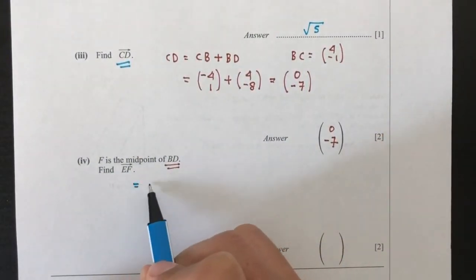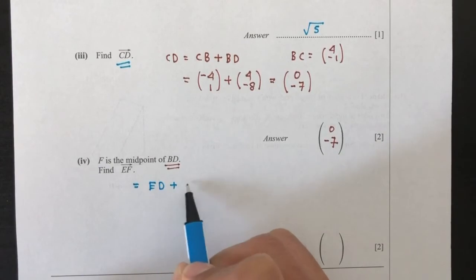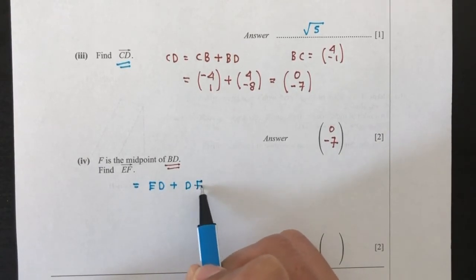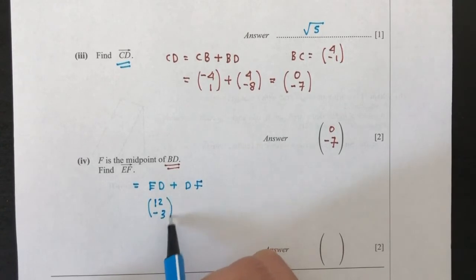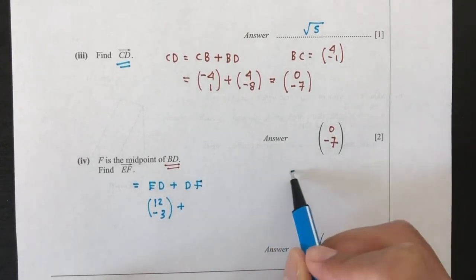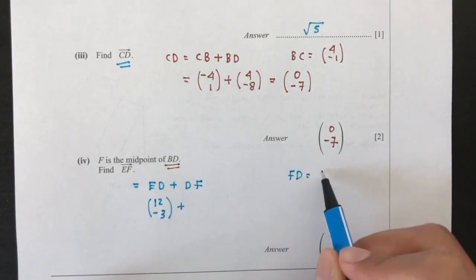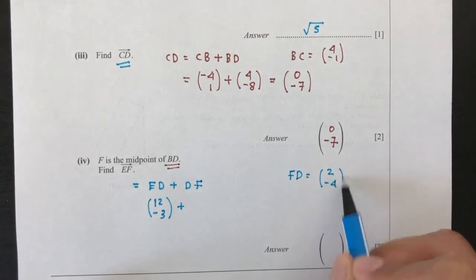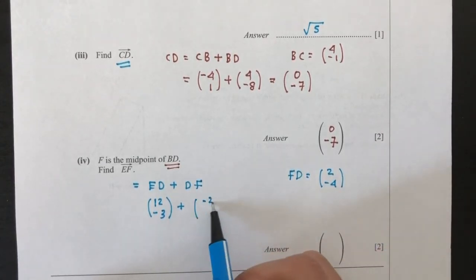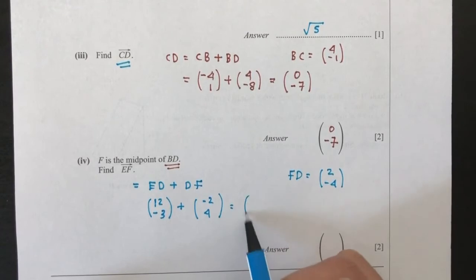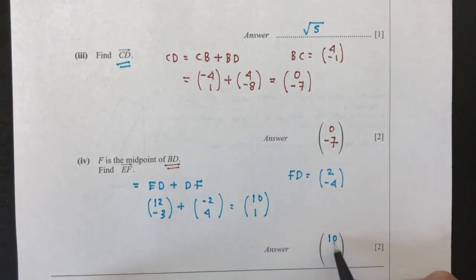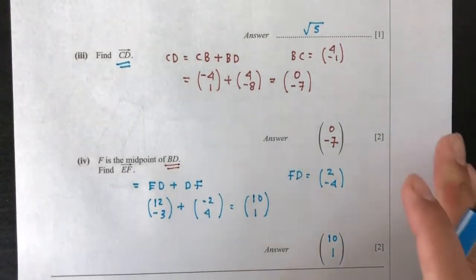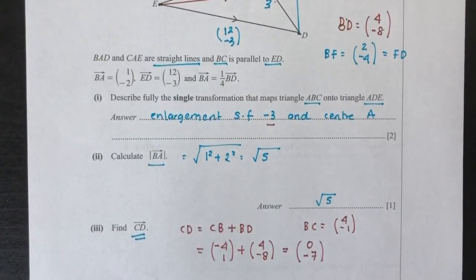EF is equal to E going to D plus D going to F. ED has been given to you by 12 minus 3 plus DF. So we know FD is 2 minus 4. So DF will be minus 2, 4. That will be 10 and 1. So 10, 1 will be your answer for this one. And that will be your question number 8.